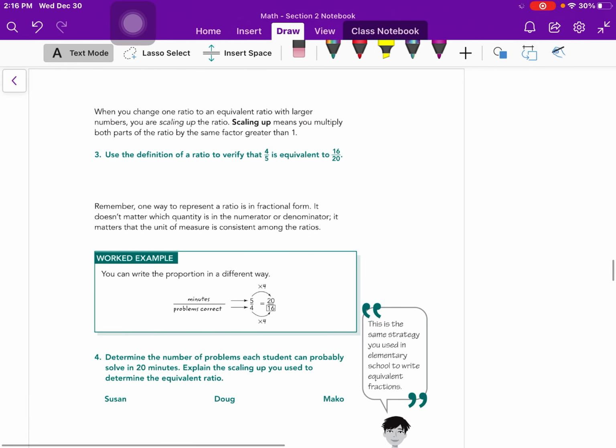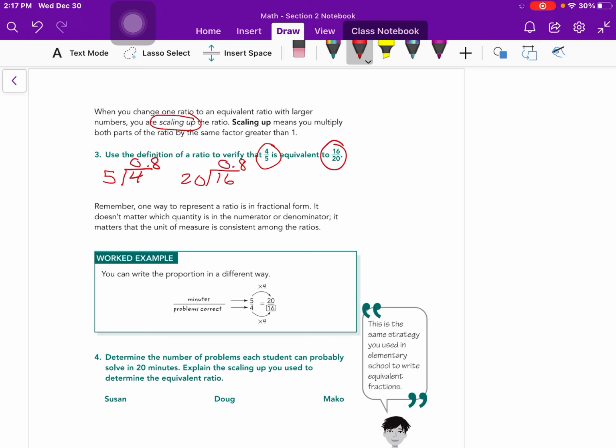Makes sense? When you change one ratio to an equivalent ratio with larger numbers, we call that scaling up the ratio. Scaling up means you multiply both parts of the ratio by the same factor greater than 1. Use the definition of ratio to verify that 4/5 is equal to 16/20. Well, they'd have to be equal. If we wanted to go back to our division days, we could take 4 divided by 5, and we could take 16 divided by 20. And in both cases, we're going to find out that each one is equal to 0.8. So yes, they are in fact equivalent to one another.